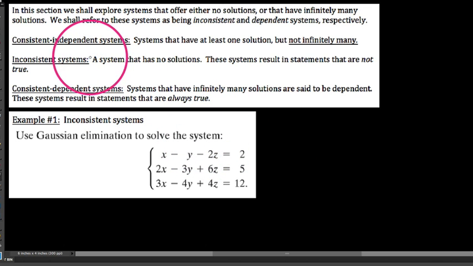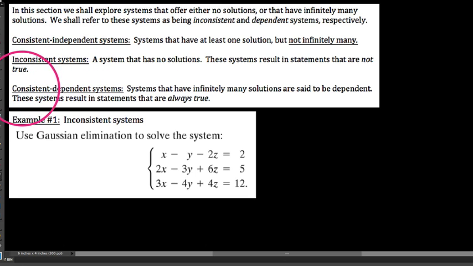And we will refer to these going forward as what we call consistent systems. That is to say that any system that basically gets an answer, at least one answer, is going to be considered to be consistent. But we're going to refer to the systems that we've seen previously, where we got one answer or just a set number of answers, but not infinitely many, as consistent independent. So systems that have at least one solution but not infinitely many, these are systems that we've seen before. We call them consistent independent.